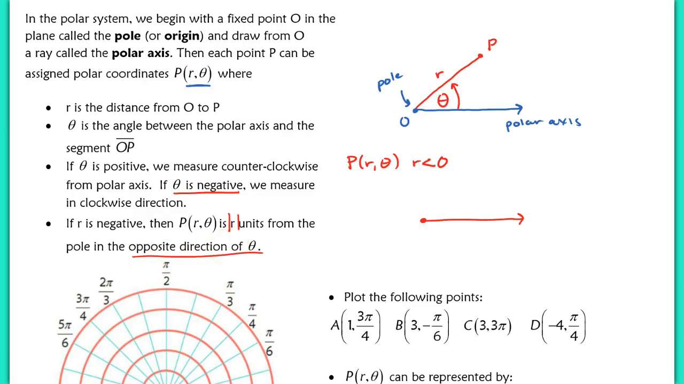So I'm going to draw in θ real quick. Let's just say I have θ here. I want to be in the opposite direction of θ. Well, the opposite direction of θ is this direction here. Now, it's supposed to be r units away, so I could just make any segment length here and call this r. But this would be the coordinate (r, θ) if r is negative.